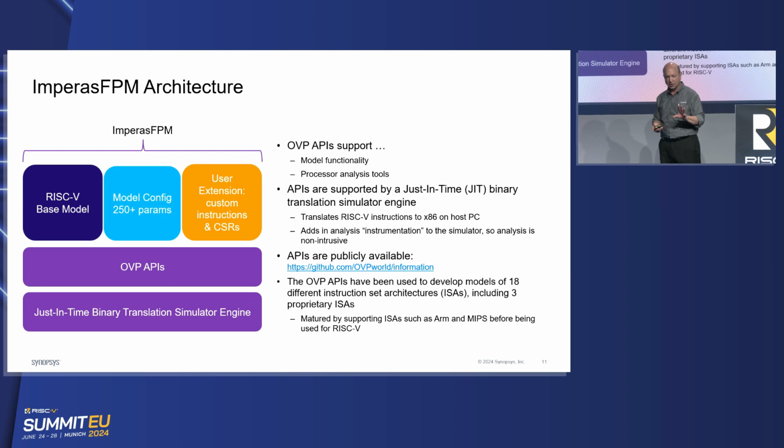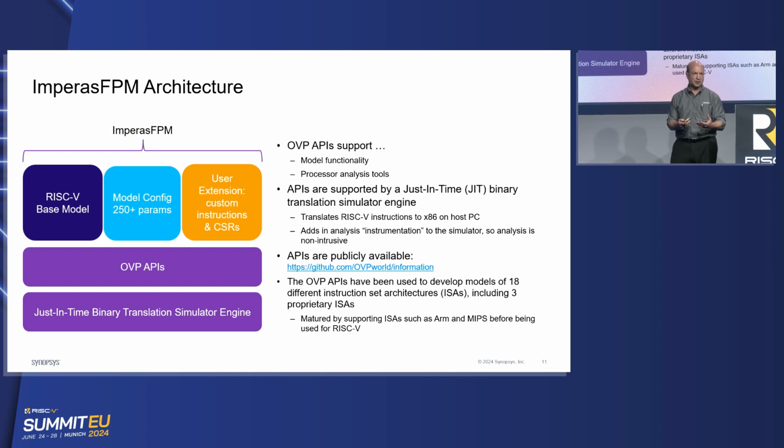two sets, essentially. One is model functionality, so just what the processor is doing. The second is processor analysis tools. So there's a separate set of APIs that enables the tools that we're building here. Again, this is a just-in-time binary translation engine, so what we're doing is translating RISC-V instructions to x86 instructions on the host PC. And then for those analytical tools, for this analytical instrumentation, instead of instrumenting the source code or instrumenting the model, this is actually done in the simulator.